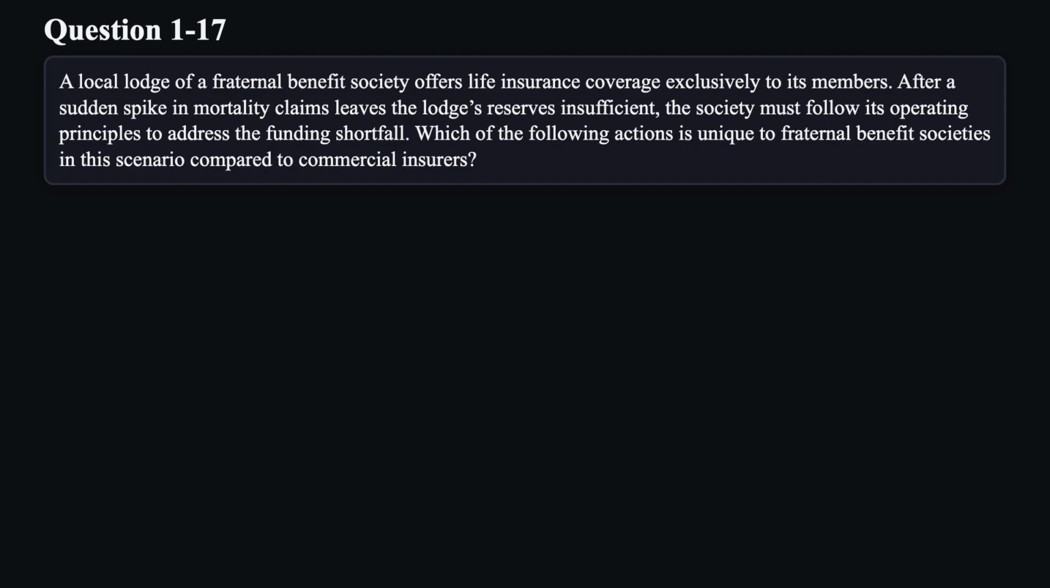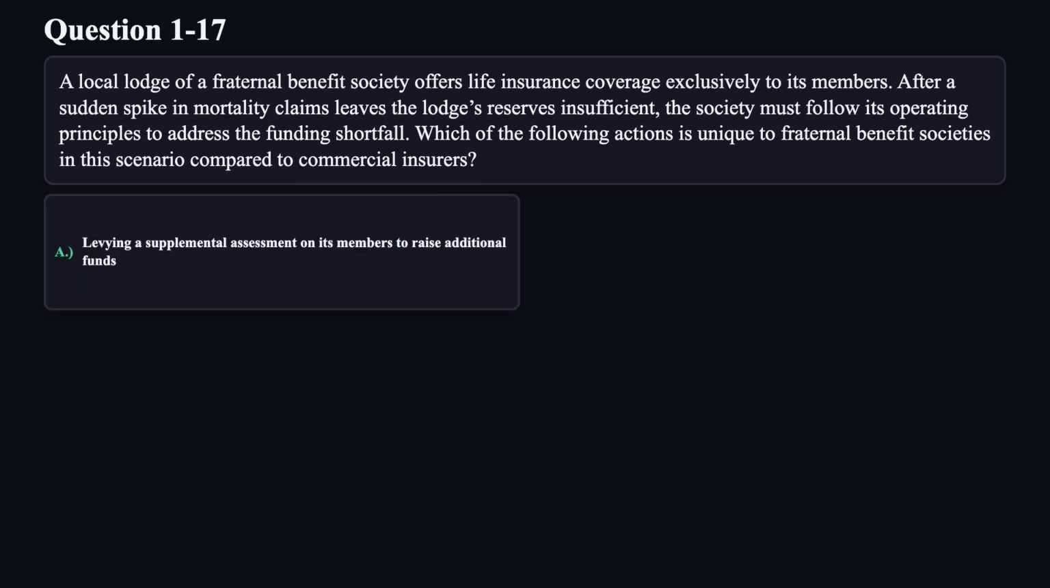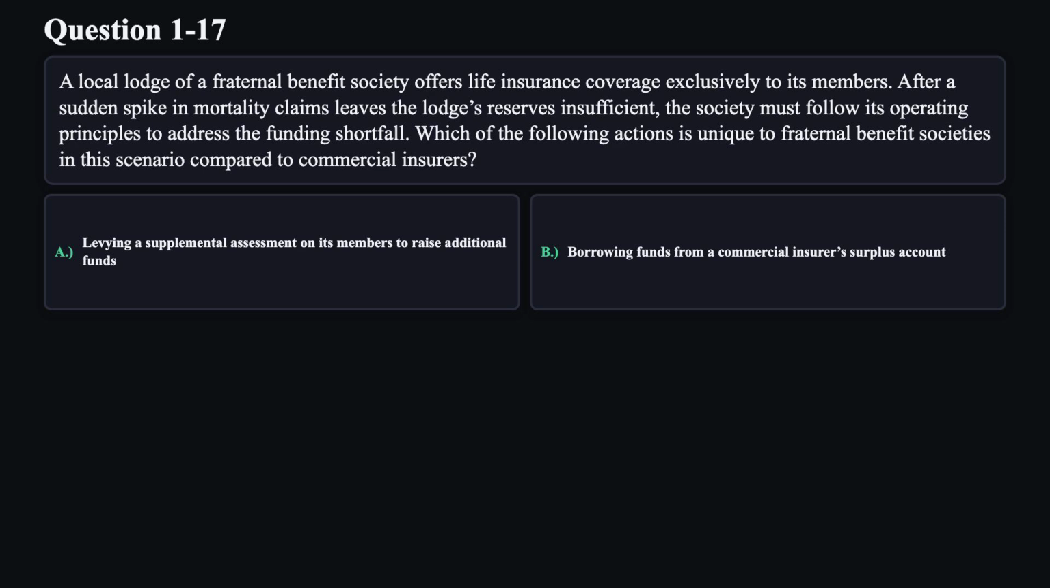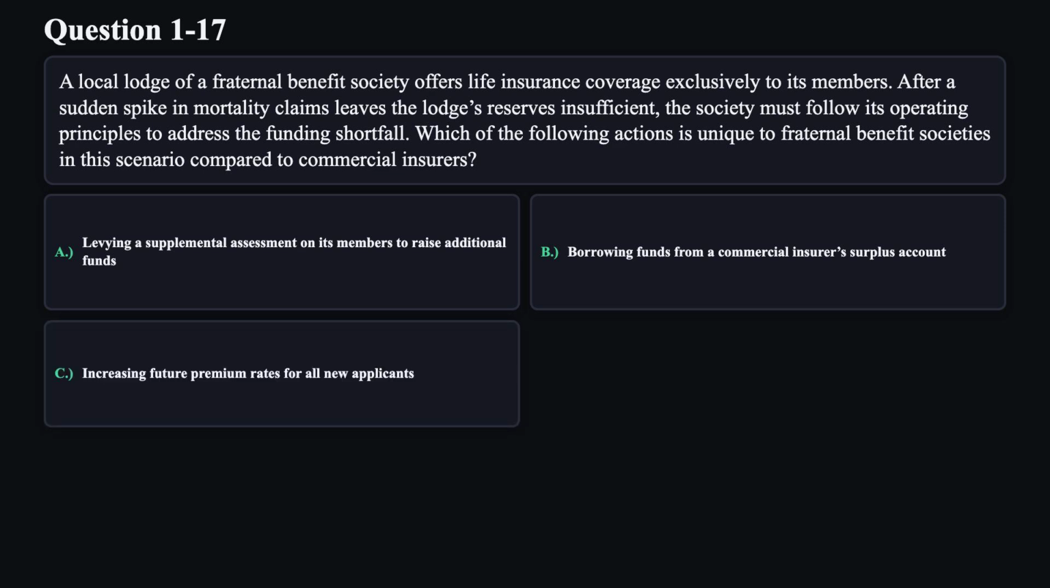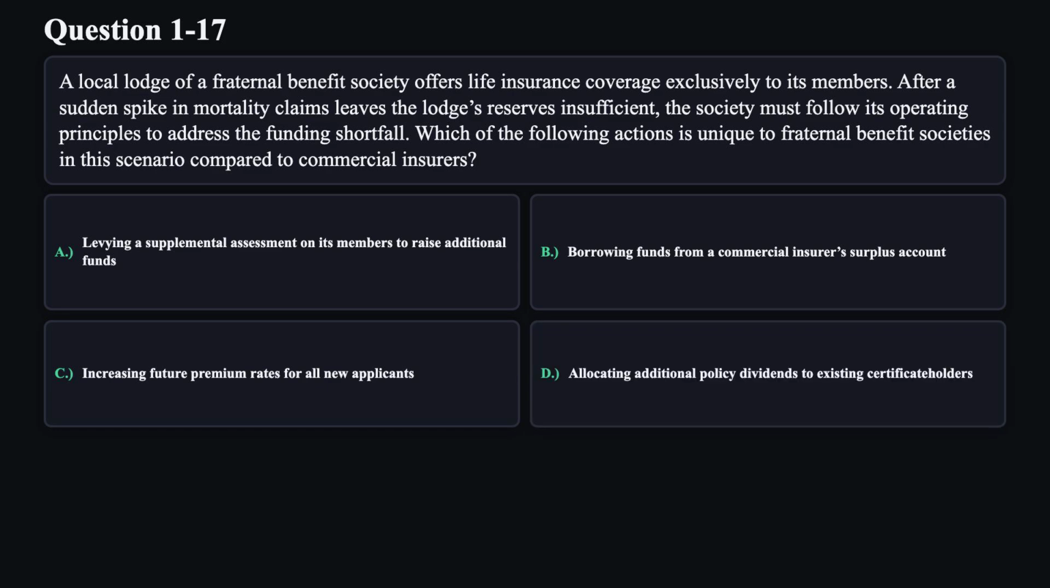Question 17. A local lodge of a fraternal benefit society offers life insurance coverage exclusively to its members. After a sudden spike in mortality claims leaves the lodge's reserves insufficient, the society must follow its operating principles to address the funding shortfall. Which of the following actions is unique to fraternal benefit societies in this scenario compared to commercial insurers? A. Levying a supplemental assessment on its members to raise additional funds. B. Borrowing funds from a commercial insurer's surplus account. C. Increasing future premium rates for all new applicants. D. Allocating additional policy dividends to existing certificate holders.